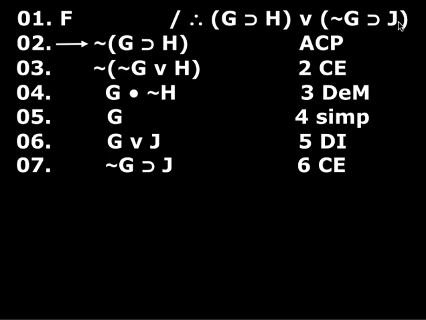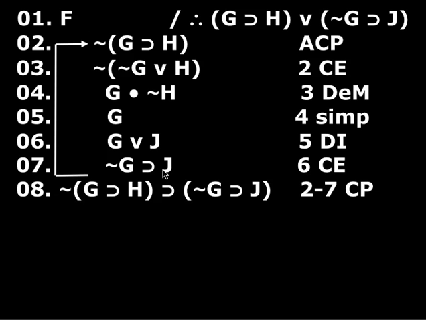Okay. So I managed to derive the consequent of the conditional I want. So now's a good time for me to end this subproof. Boom, boom, boom. Next line can only be a conditional that has this antecedent and that consequent. Okay, now notice, the proof is not over.